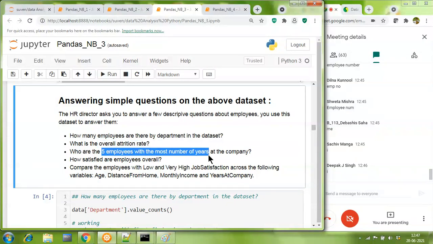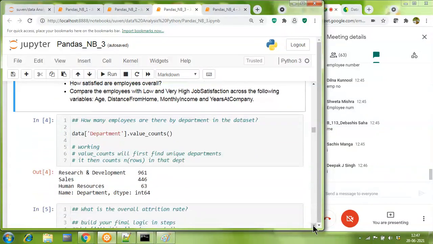What is the third question's meaning? Who are the employees with the higher experience, five employees? You're finding the oldest employee, not in terms of age but in terms of experience. Correct. Very nice. Good.